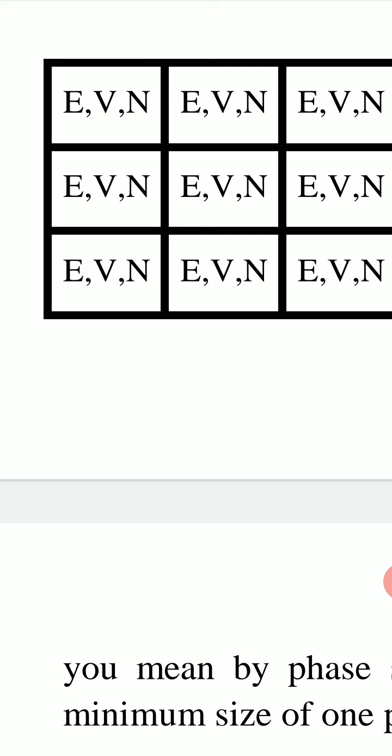For volume V to remain the same, we have these walls as rigid walls. For energy E to remain the same, we have these walls as insulating walls, non-conducting walls. And for N to remain the same, these walls must be non-permeable.